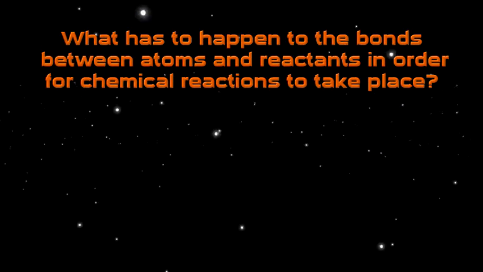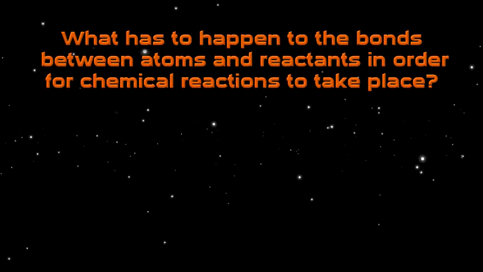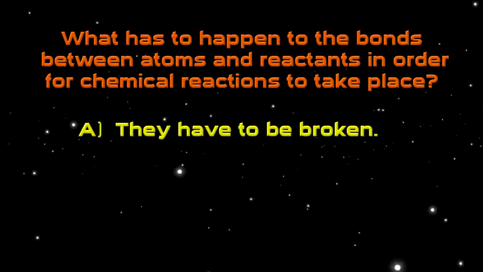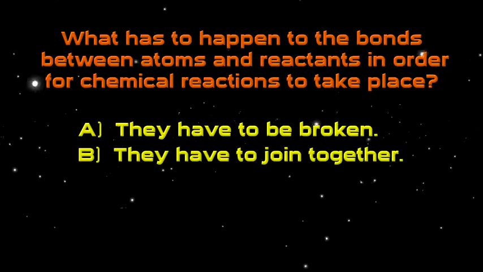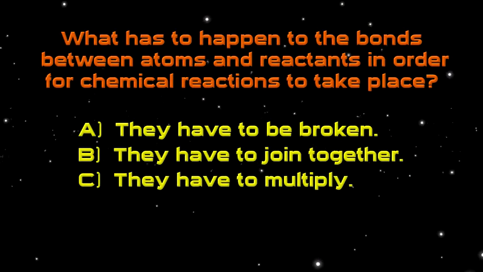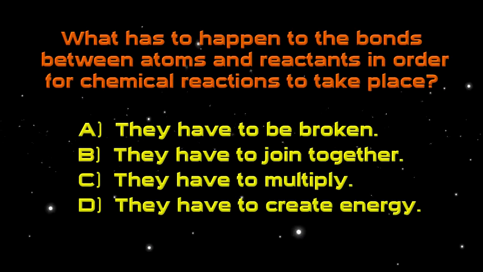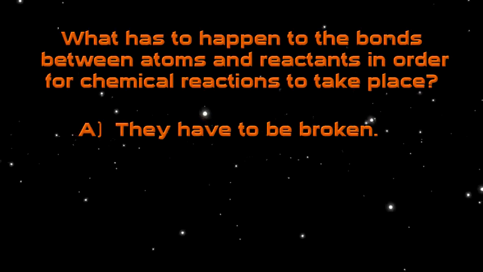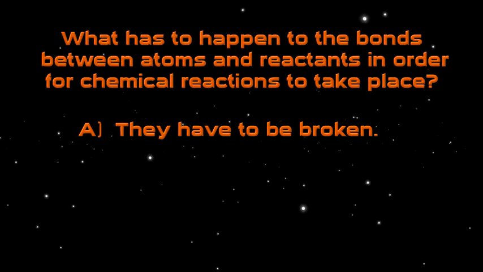Question 3. What has to happen to the bonds between atoms and reactants in order for chemical reactions to take place? A. They have to be broken. B. They have to join together. C. They have to multiply. D. They have to create energy. The correct answer is A. Chemical bonds in reactants have to be broken.